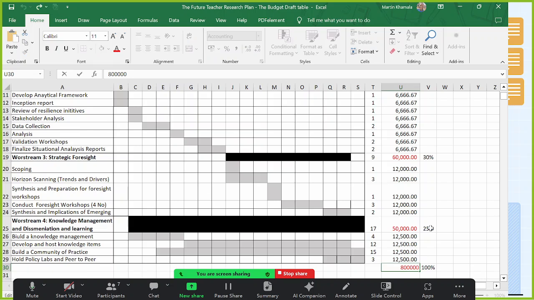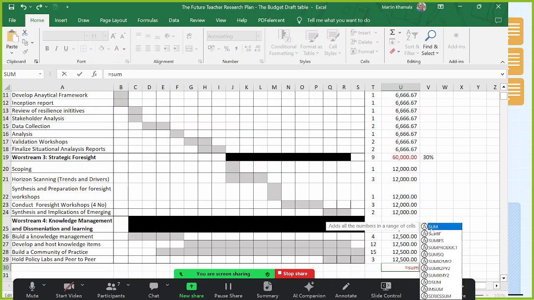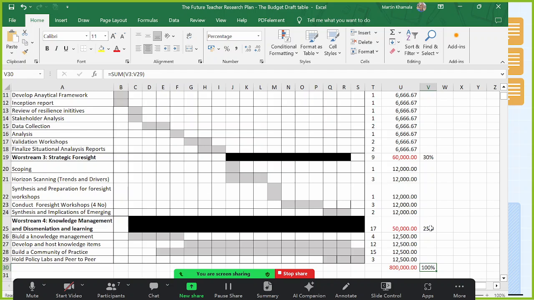Martin, if you're going to do that, you can't divide straight away, because knowledge building and knowledge management takes 4 months. The other one takes 12 months. They cannot be the same. It has to be divided by 4 over 17 times 50,000, and 12 over 17 times, because it corresponds to the effort.